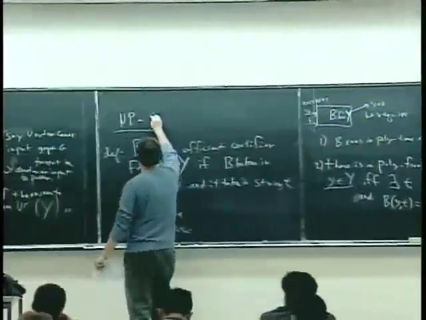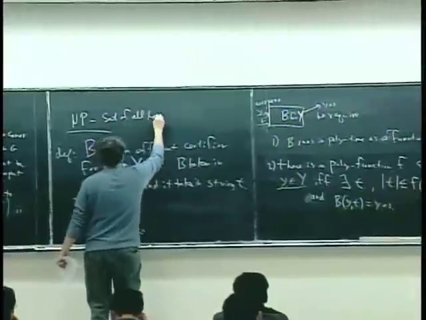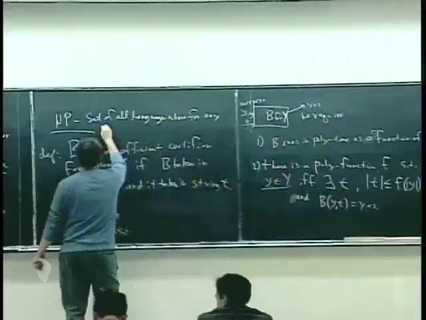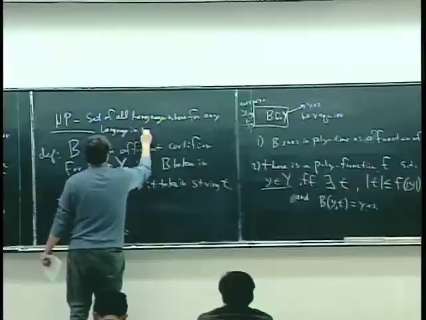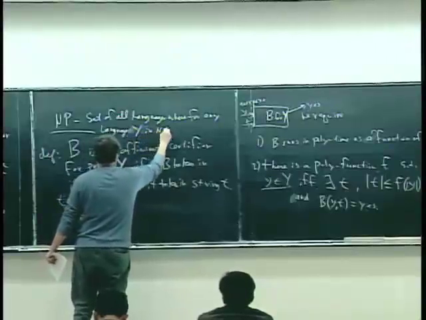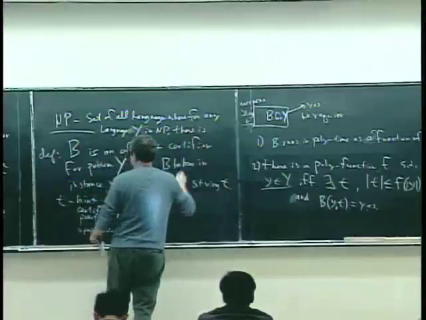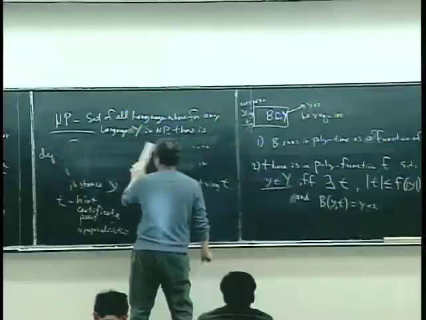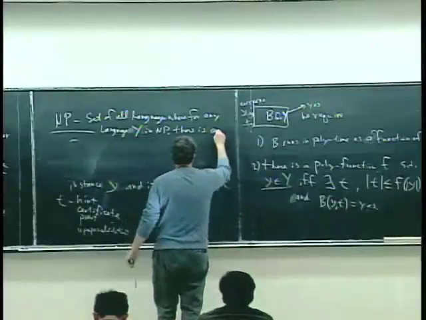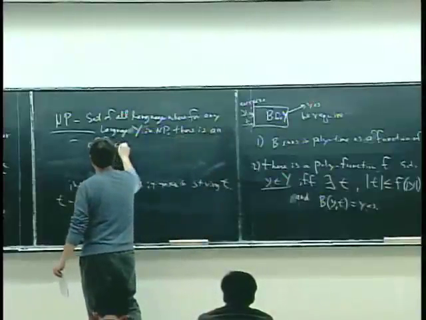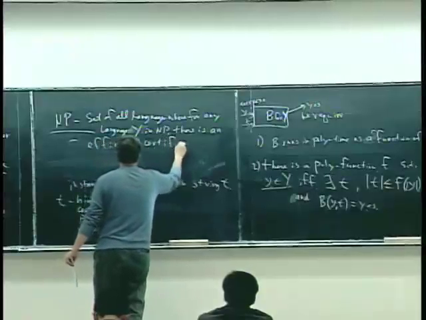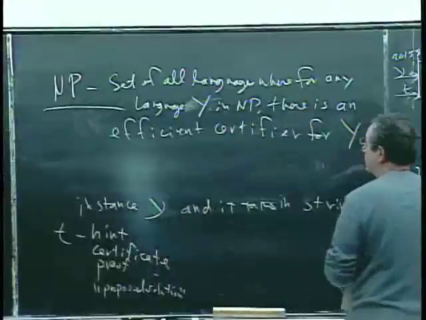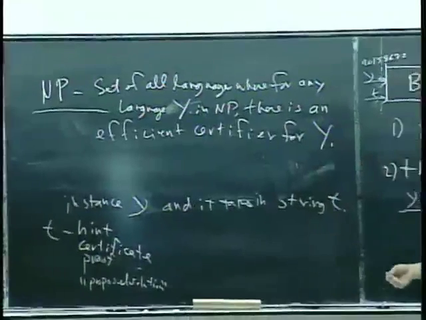NP is the set of all languages where for any language Y in NP, there is an efficient certifier for Y. Okay. So it's the set of languages where, yes, for each one of them, there's an efficient certifier.